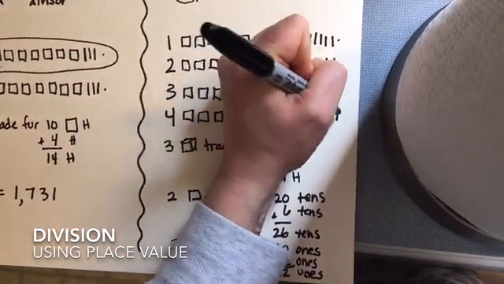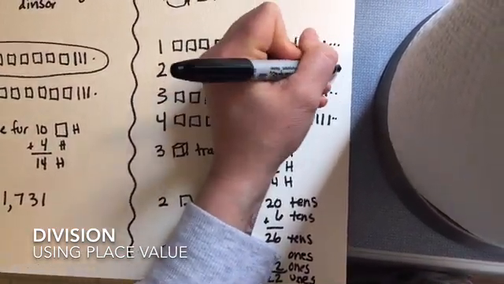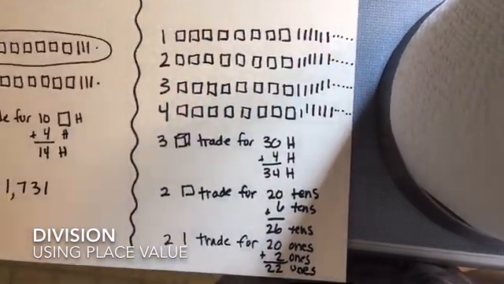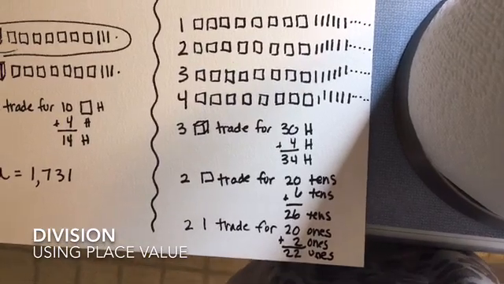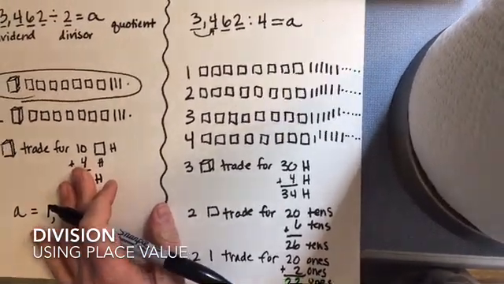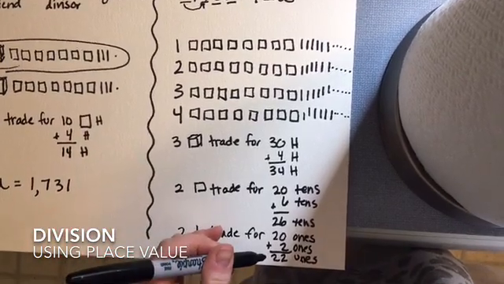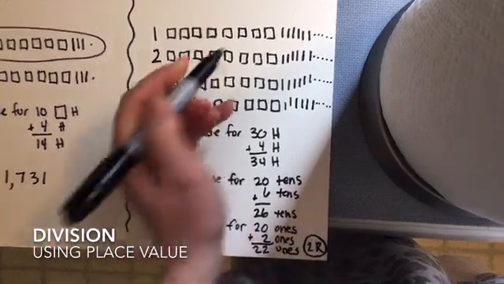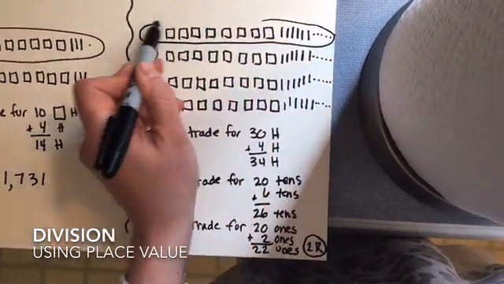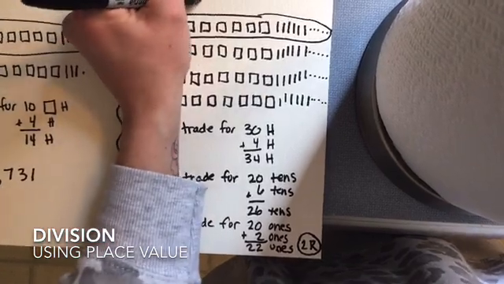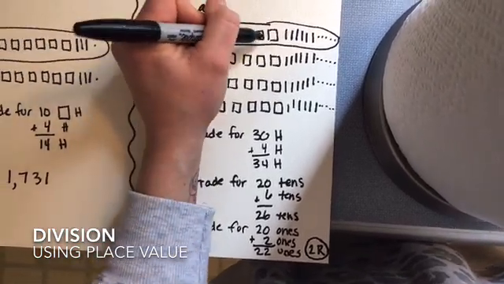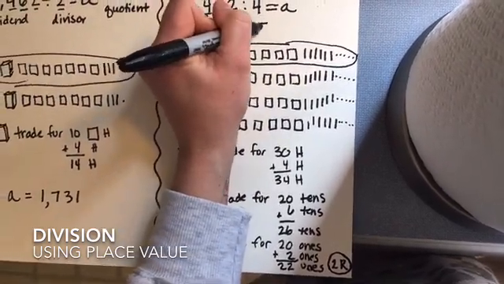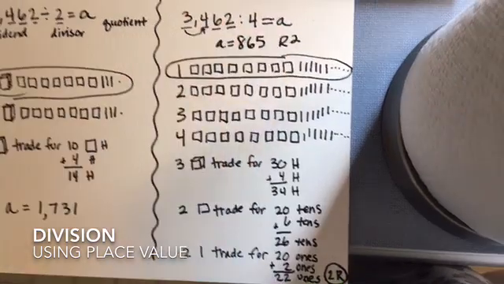So again, 20. All right, so I'm left with a remainder in this case. So when I write my answer, I know that I've only used 20 ones, so I have 2 left over. So I have 2 as a remainder. And so again, I find my answer in my first row. I'm going to write it up here. So A equals 865 with a remainder of 2.